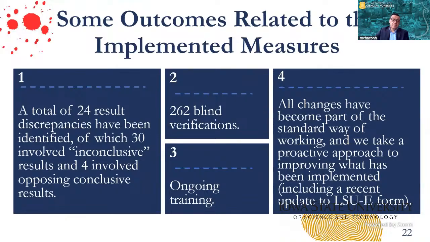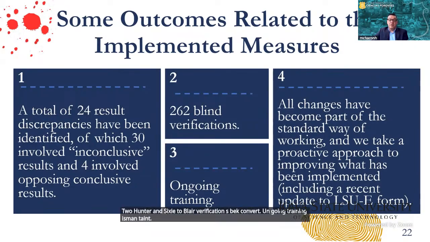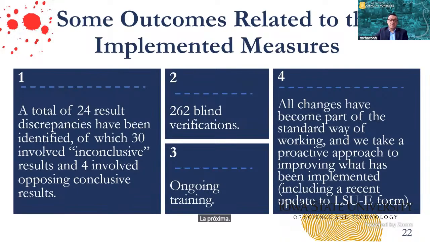To date, a total of 34 discrepancies have been found, of which 4 are considered opposing conclusive results. A total of 262 blind verifications have been conducted. Ongoing training is maintained, and a proactive and continuous improvement attitude is upheld regarding the implemented measures.